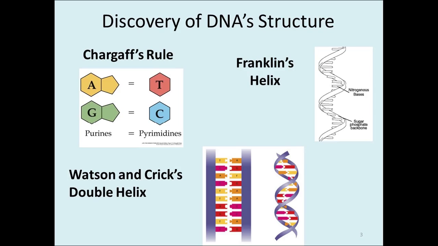This means that there is an equal proportion of adenine and guanine, called the purines, to cytosine and thymine, called the pyrimidines. Rosalind Franklin used X-rays to determine that the DNA molecule had the shape of a helix or a corkscrew. In 1953, Watson and Crick combined the discoveries of Chargaff and Franklin and others who came before them to identify the structure of DNA, specifically that it has a double helix.